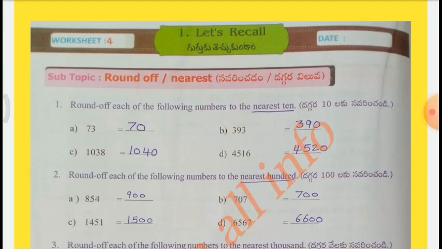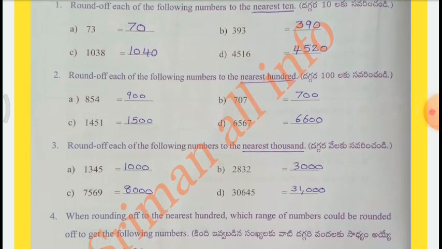Worksheet 4. Subtopic: rounding off. Round off each of the following numbers to the nearest tens. 73 is 70, 1038 is 1040, 393 is 390, 4516 is 4520. Round off each of the following numbers to the nearest hundreds. 854: if greater than 50, round to the next 100; if less than 50, go to the one before. 854 is 900, 907 is 700, 1451 is 1551, 1567 is 6600.